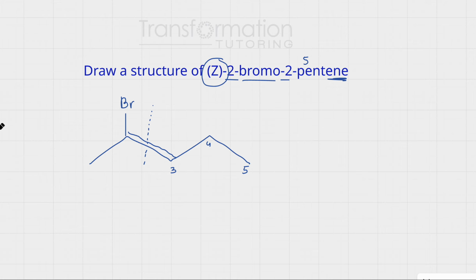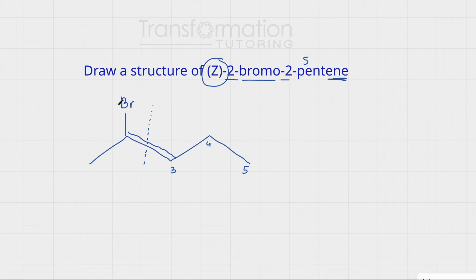First, I'm going to look at the carbon that's attached to the double bond and the 2 groups that carbon is attached to. So I see I have a bromine and a methyl. We need to go atom by atom until we find a difference, and the one with the greater atomic number wins. The atom with the greater atomic number wins.